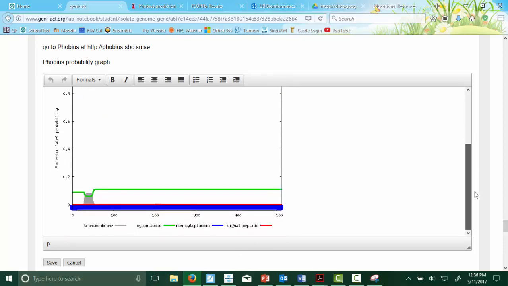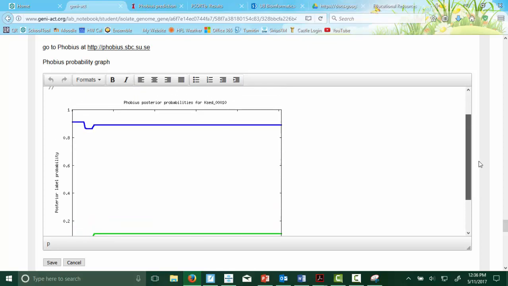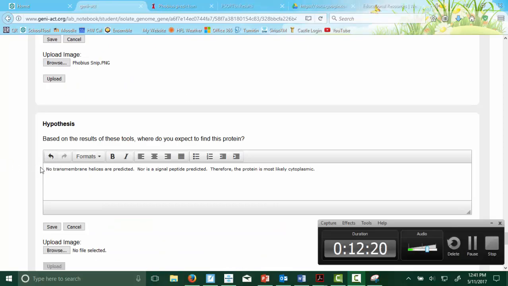So this is going to be cytoplasmic. When you go back for your hypothesis: no transmembrane helices are predicted for KSED00010, nor is a signal peptide predicted, therefore the protein is most likely cytoplasmic. So at this point in this module, I have now established where it likely resides, what its name probably is, and function has come from other modules, and I am ready for the poster. And I would just say I got done through Module 4.